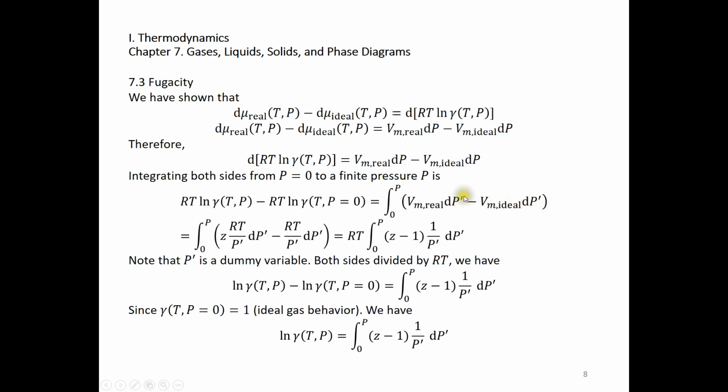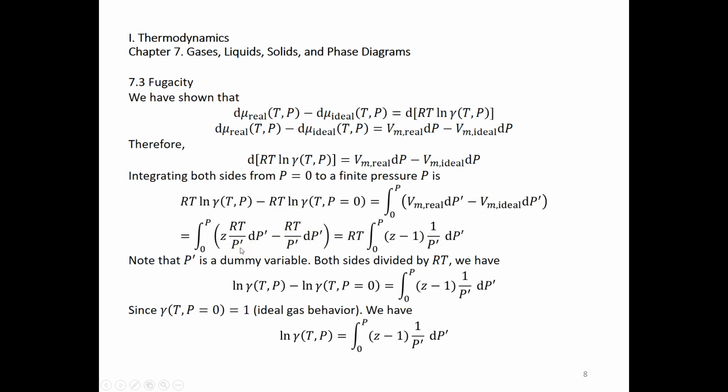Over here, we use p prime simply because we used this p for the upper limit of the integral. We somehow need to change this variable to p prime or any other dummy variables. Now if we look at this equation, realize this ideal molar volume is just RT over P prime. Alright, we're using P prime as the variable. So this is the ideal molar volume.